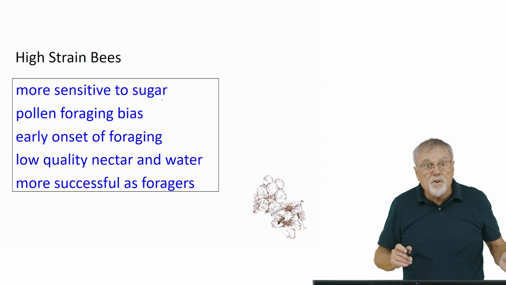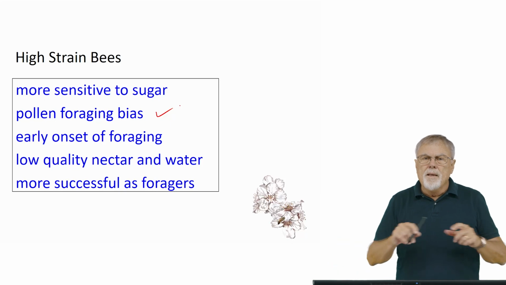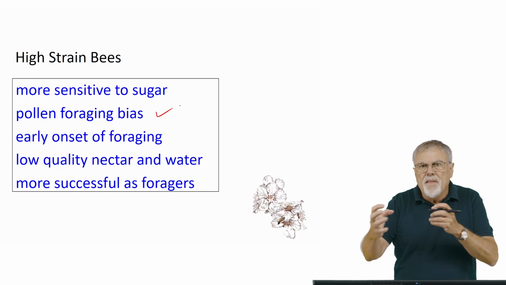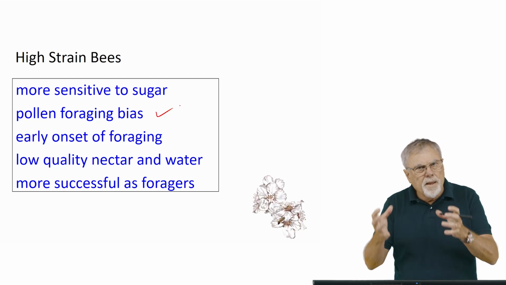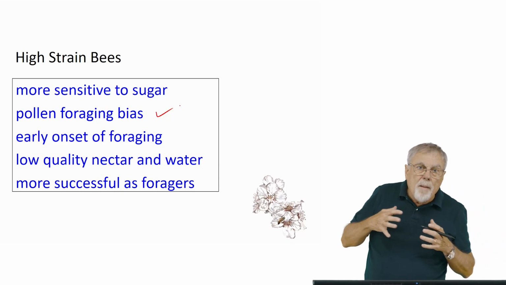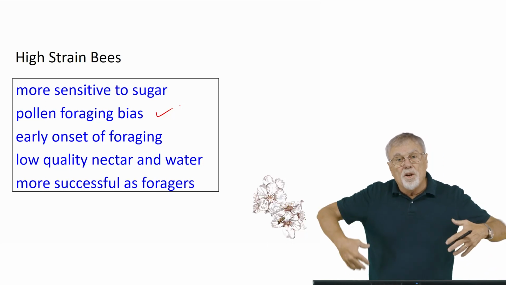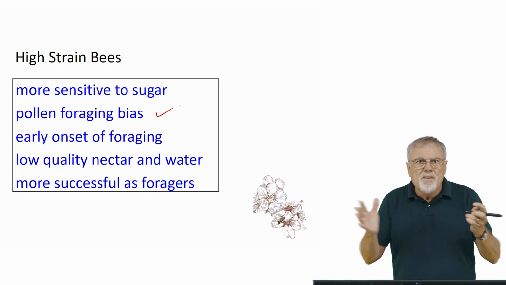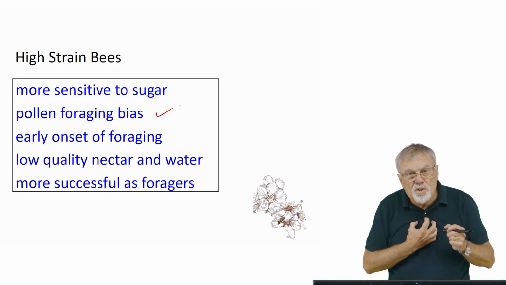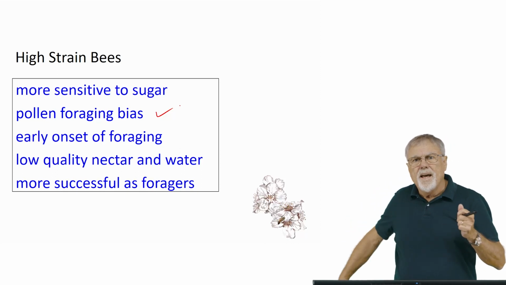Then when we looked at their behavior, we found that the high-strain bees showed a pollen foraging bias. Most bees collect both pollen and nectar, but they can have a bias with respect to their loading. They load nectar into their crop when they're foraging, and they can get a certain amount in there, and they load pollen onto their legs. So if you look at a bee that's biased for pollen, she'll have bigger pollen loads and smaller nectar loads, whereas one that's biased for nectar foraging will have more nectar and less pollen.